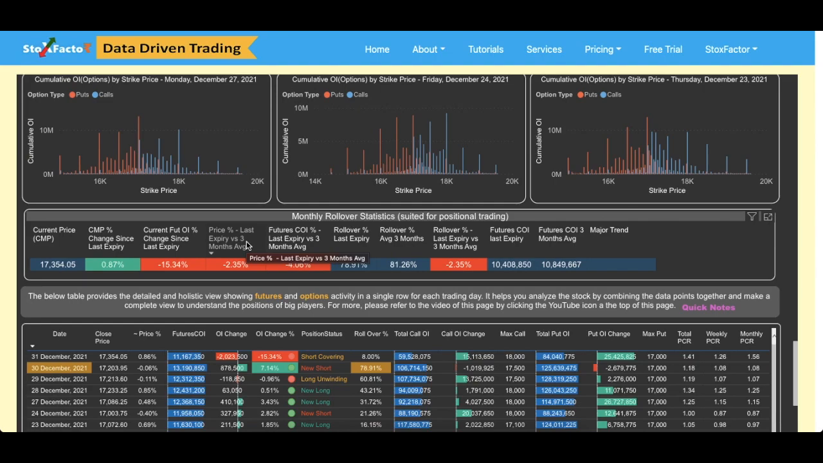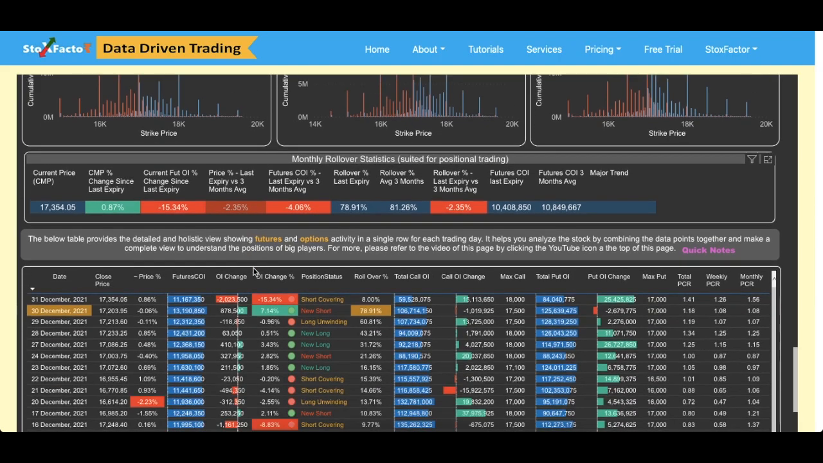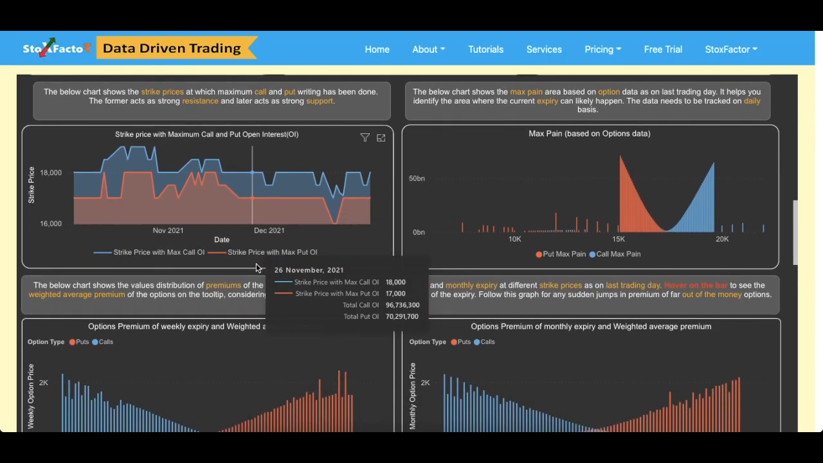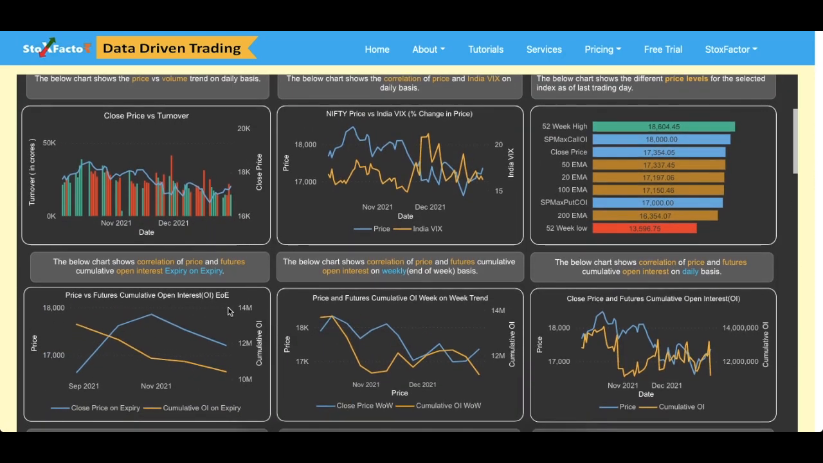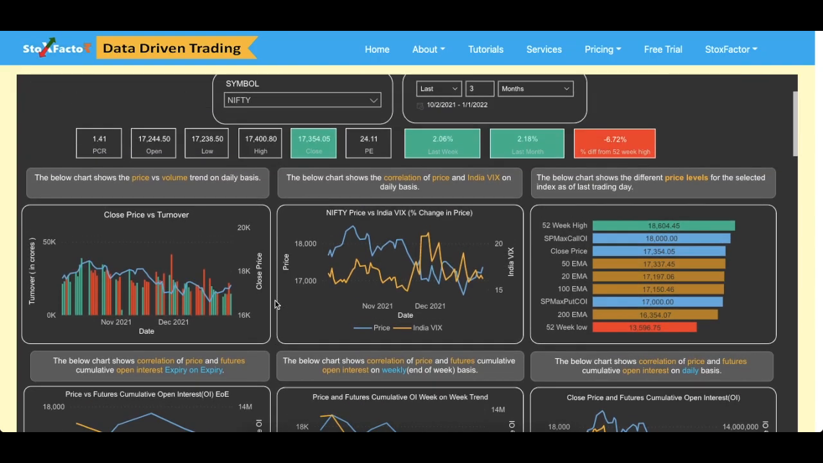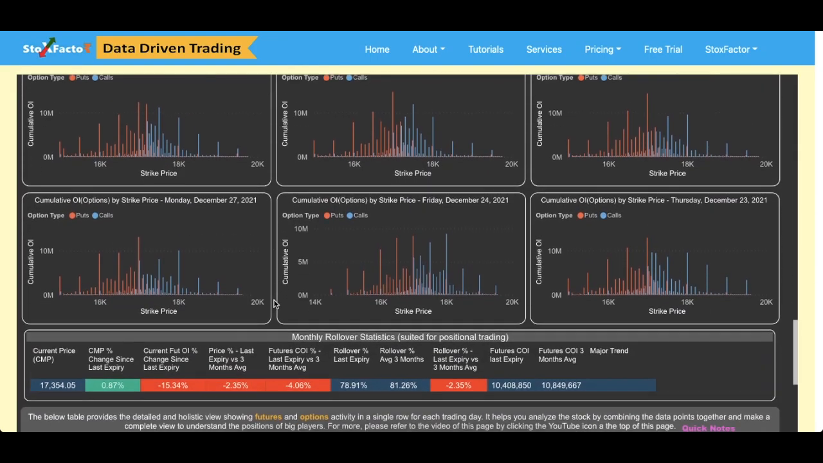We can see that between the average price of the previous 3 months' expiry and the price on the last expiry, there was a slight reduction. So the price closed slightly below the average of the previous 3 months on the last expiry. Similarly, futures cumulative open interest was slightly below the average of the previous 3 months, right? So it means overall long positions were being unwound. This data is in sync with the picture which we saw here, that overall in the futures we saw long unwinding. So the monthly rollover statistics data is also giving the same picture, right?